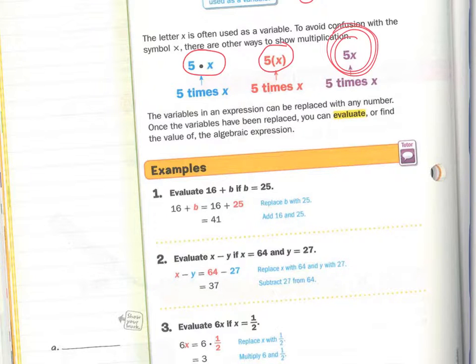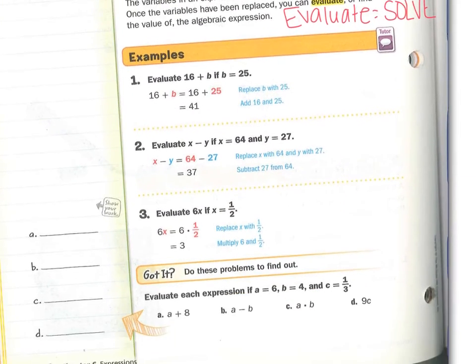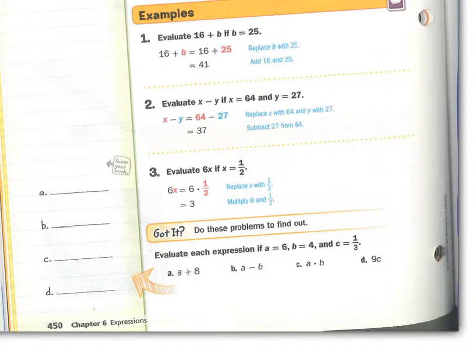Okay, the variables in an expression can be replaced with any number, and once the variables have been replaced, you can evaluate or find the value of the algebraic expression, okay? Don't be confused by this. Here's all that this is saying. Evaluate means solve, okay? So never forget that. Anytime you see the word evaluate in math, that always means that you're going to solve it, okay? So let's take a look at a quick example. These are going to get progressively harder, as they always seem to do.